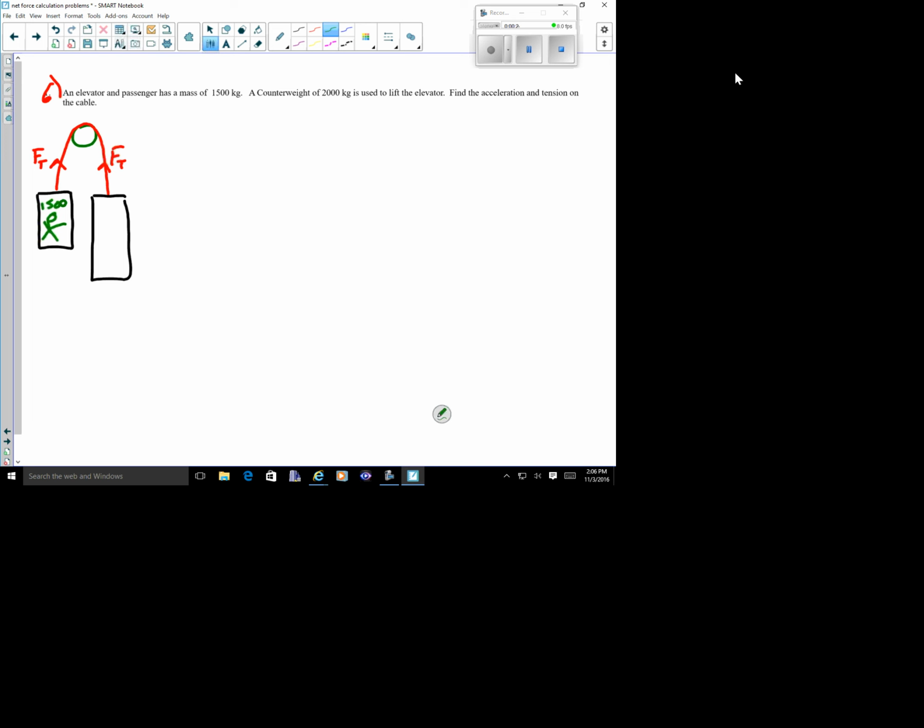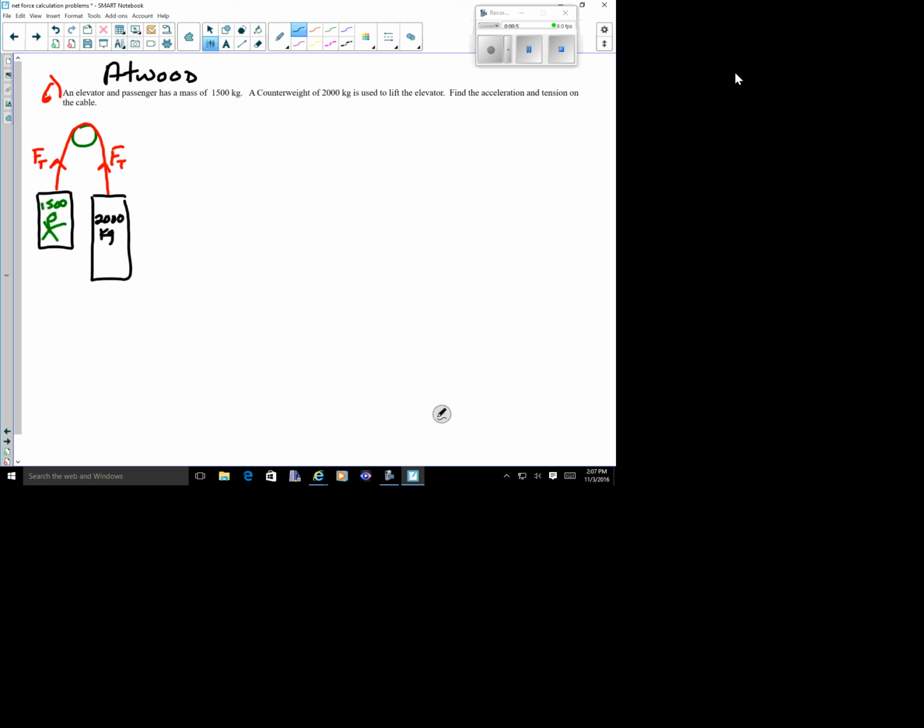And then on the other side of the elevator, we have what's called a counterweight, and that is 2,000 kilograms. And this is what we call an Atwood machine. Sometimes on the AP test, you'll hear about something called an Atwood device. And you have to find the acceleration and the tension on each cable. Since these things are connected, the tension is going to be the same on both sides.